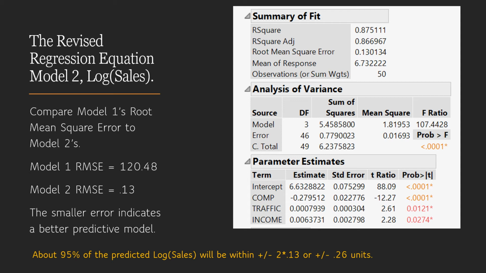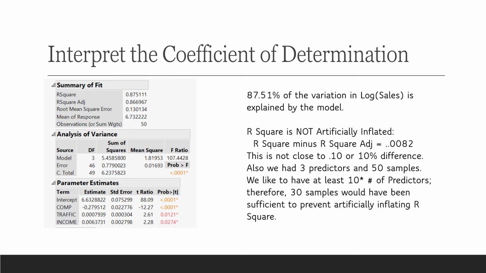If I said interpret your root mean squared error, it would go in the sentence that says about 95% of the predicted log sales will be within plus and minus 2 times the root mean squared error, or plus and minus 0.26 units. Now we'll interpret the coefficient of determination and look at another problem that might occur. If I ask you to interpret the coefficient of determination, find R squared under Summary of Fit. 87.51% of the variation in log sales is explained by the model.